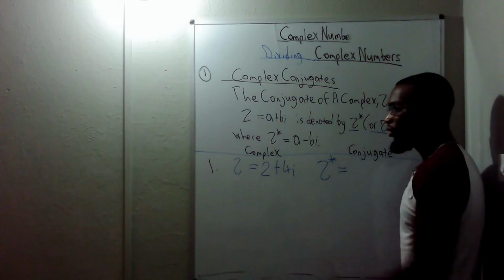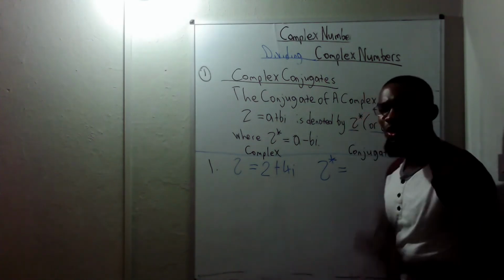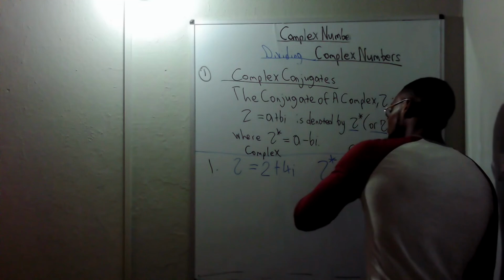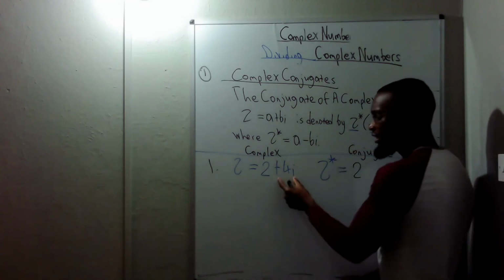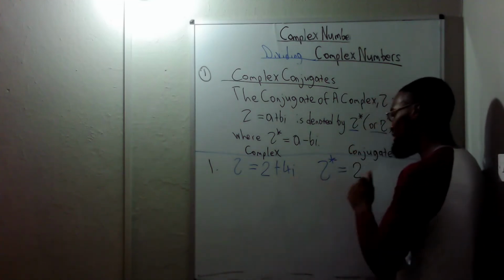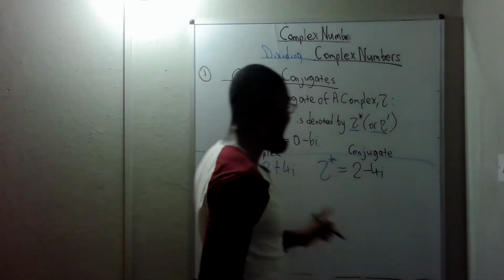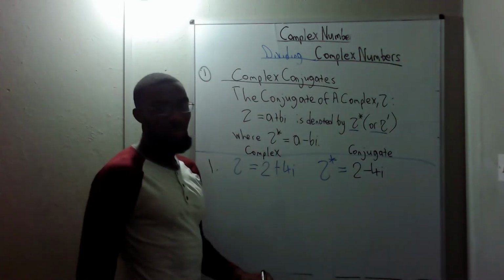So if you have 2 plus 4i, guys, don't look at the real part. Put back the real part as it is, 2. But then, if this is plus 4i, then the conjugate is going to be minus 4i. That's it. You just change the sign in front of the imaginary part.